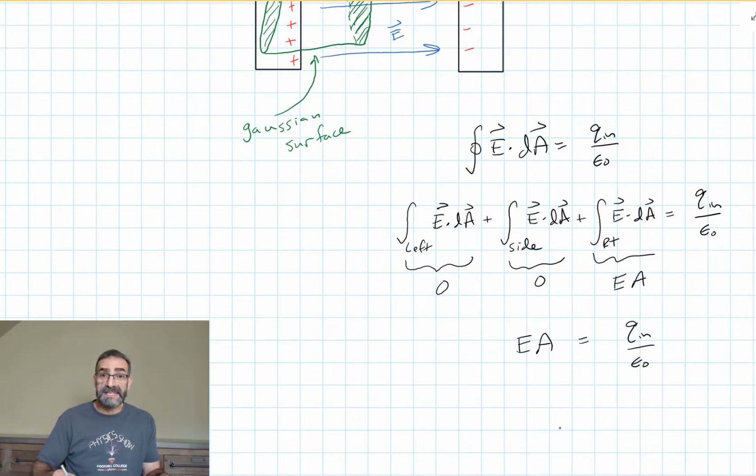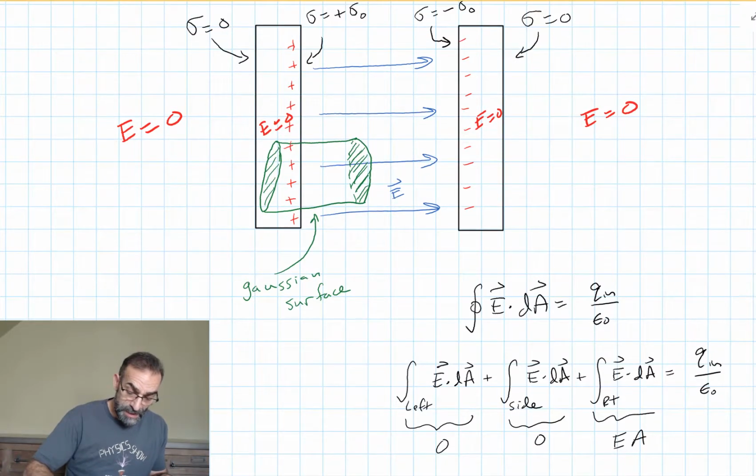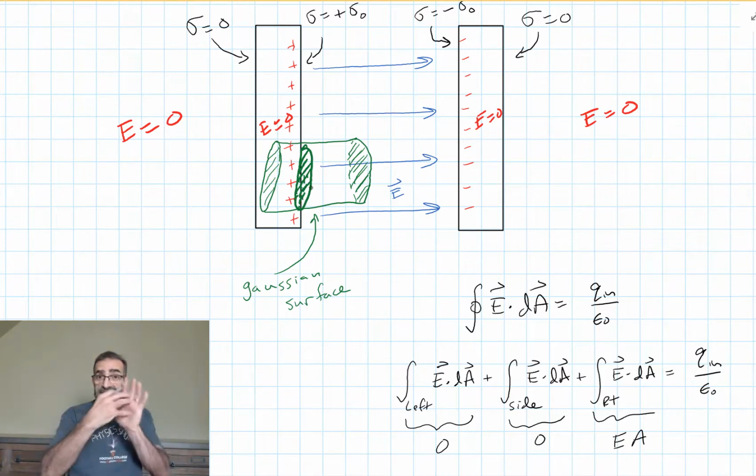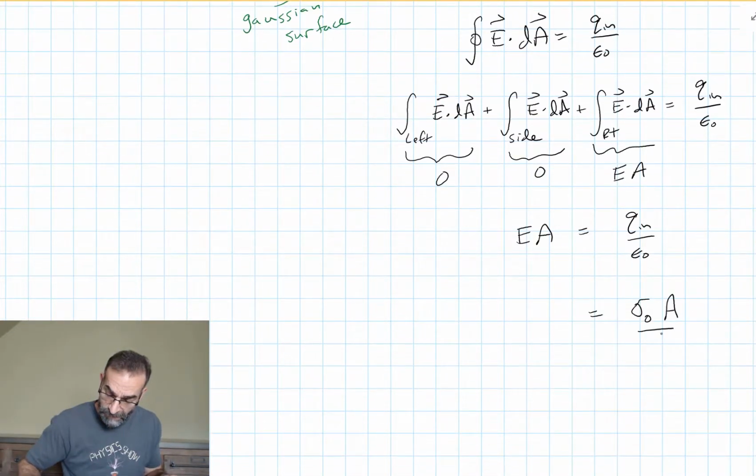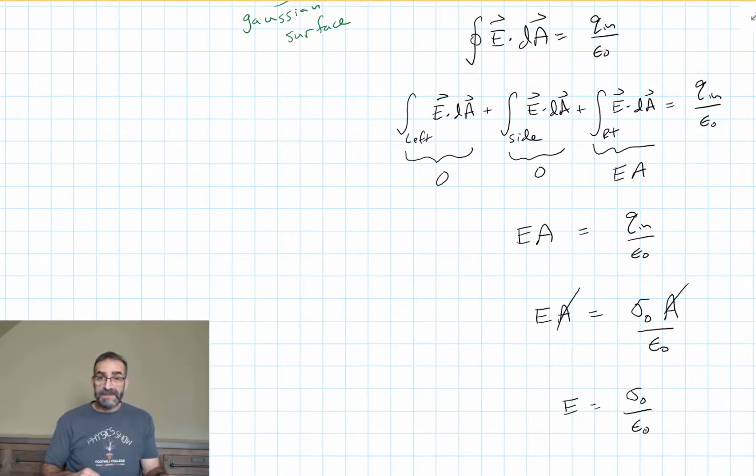And what's the charge inside of the Gaussian surface? So let's back up here just a minute. We're looking at this region of this plate that's intersected by the cylinder. And how much charge is on that part of the plate right there? Well, it's the area multiplied by the charge density, sigma. And the electric field is my surface charge density divided by epsilon naught.